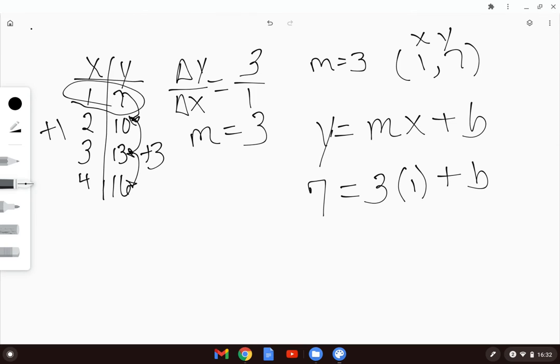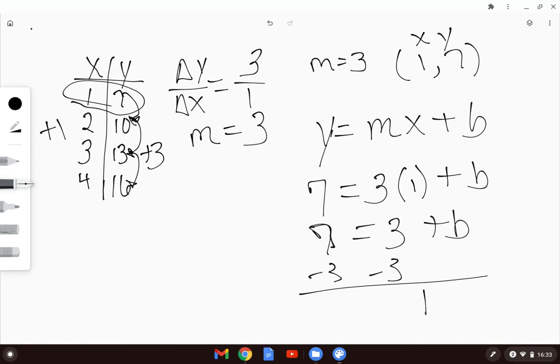So the fourth step is to solve for b and write a function. So 3 times 1 is 3. So 3 plus b equals 7. Subtract 3 from both sides. b equals 4. So therefore, my linear function for this is going to be y equals 3x plus 4.